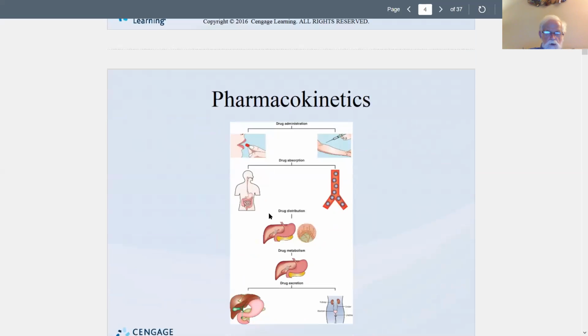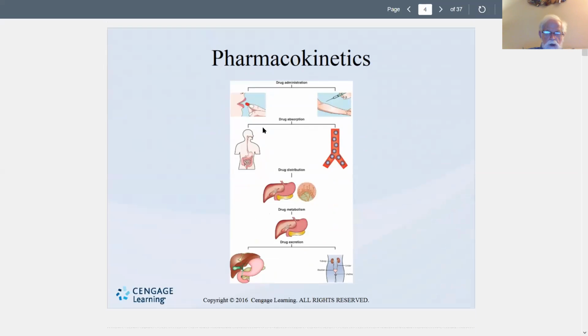So here's a good graphic showing a drug being administered, okay? Either orally or through injection. When it is taken in through the mouth, it goes into the stomach. If it's injected, it immediately gets circulated through the circulatory system. And then there's 2 steps.